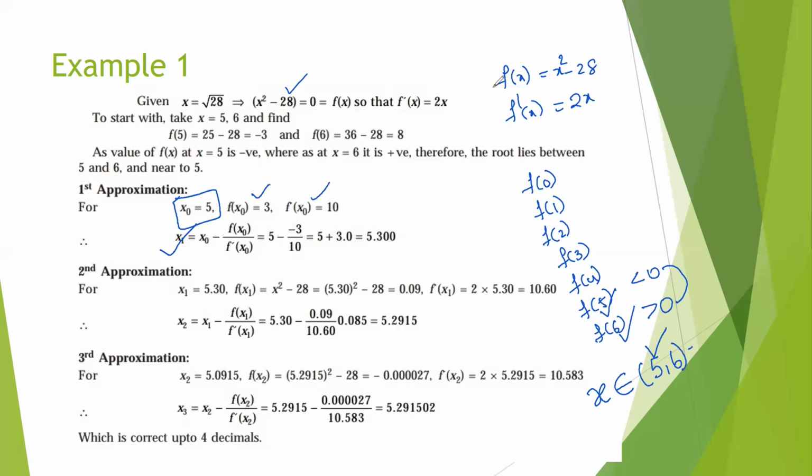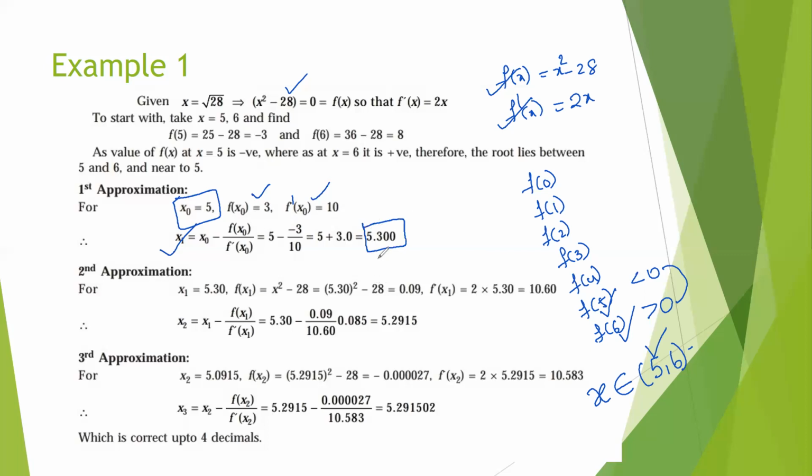Because already we have f of x and f dash of x, by putting this x0 in these two functions, we are going to have f of x0 and f dash of x0. Okay, so after getting this, the second approximation x1 is equal to x0 minus f of x0 divided by f dash of x0 should be calculated, which we got as 5.300. This is called the first approximation.